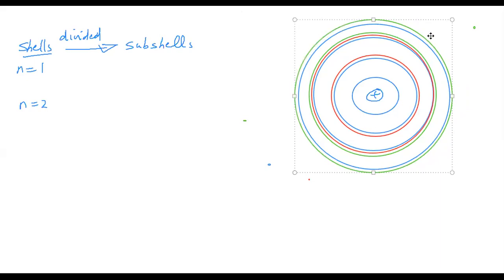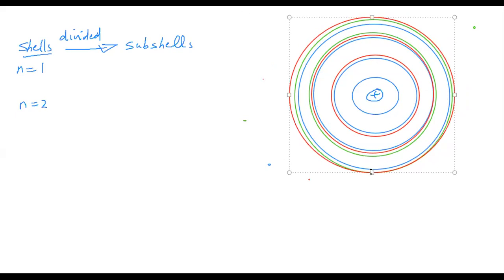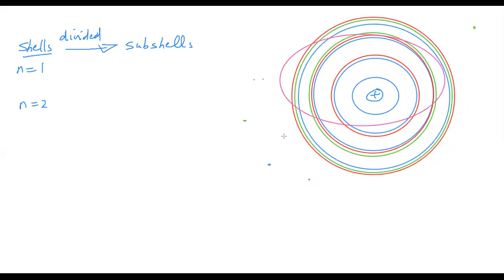But didn't you say there's an infinite amount of shells? Yes, an infinite amount of shells for every atom. So does that mean there's a difference between shells and orbitals? Yes, there's a difference. Now we are going to talk about orbitals.